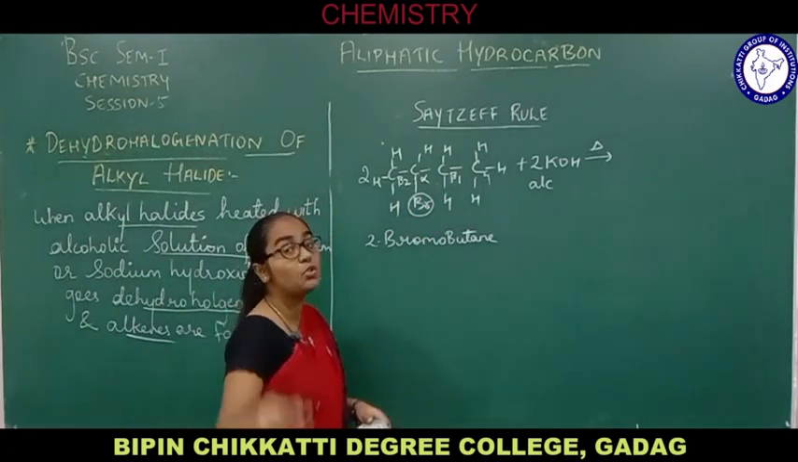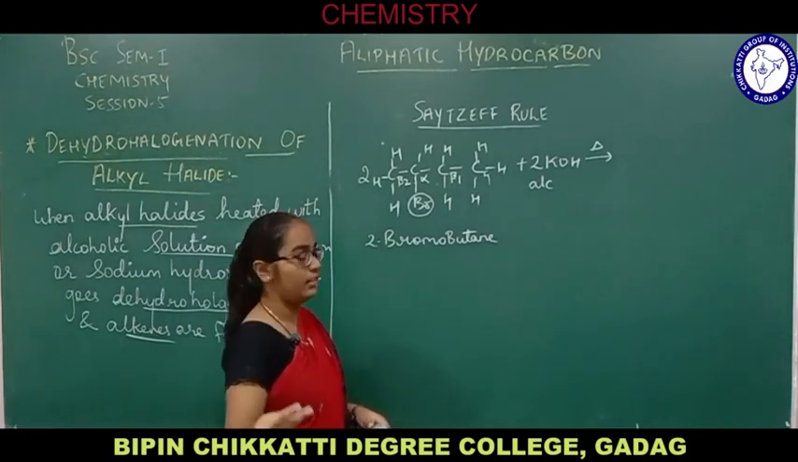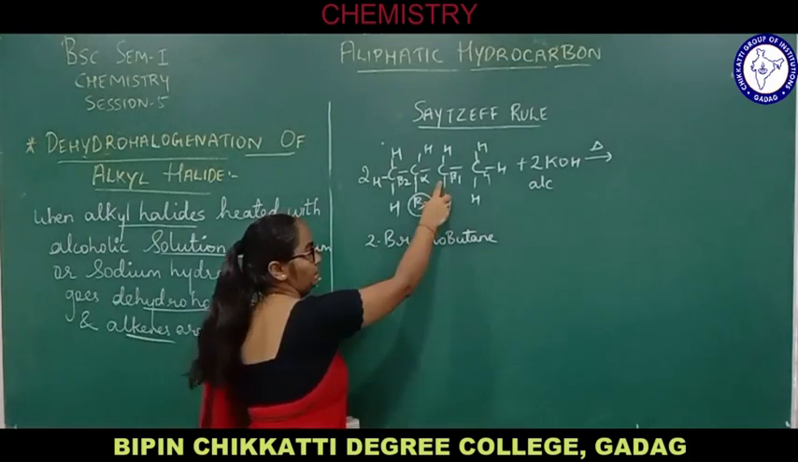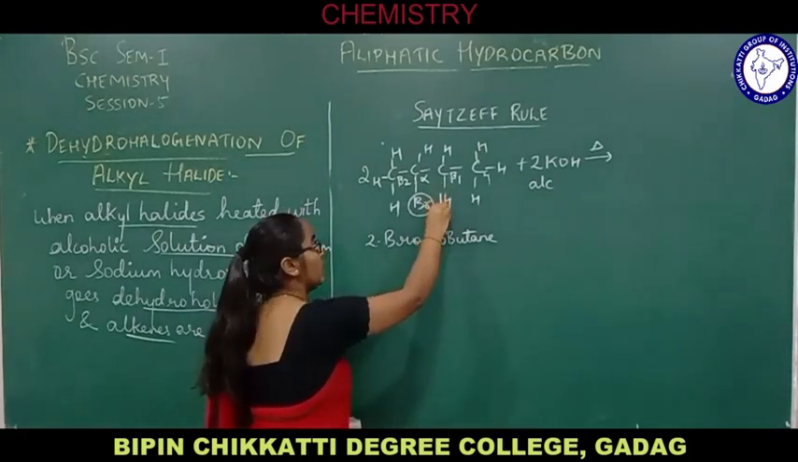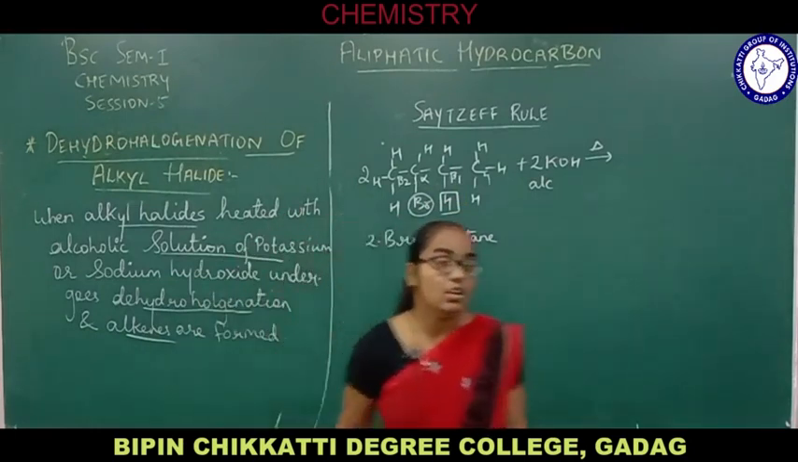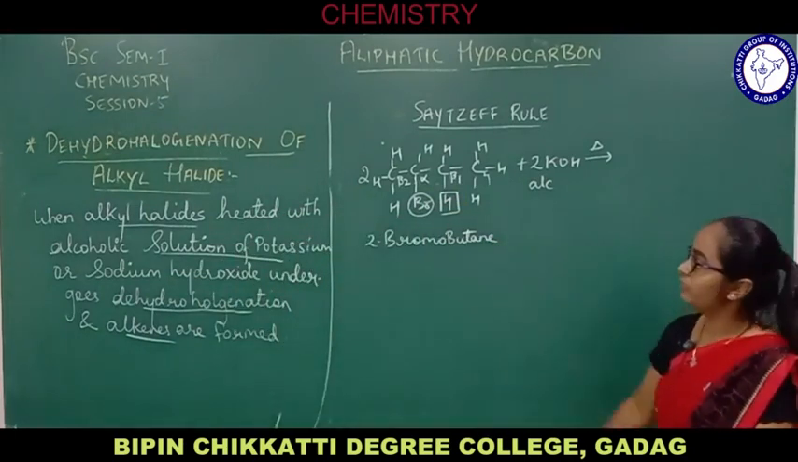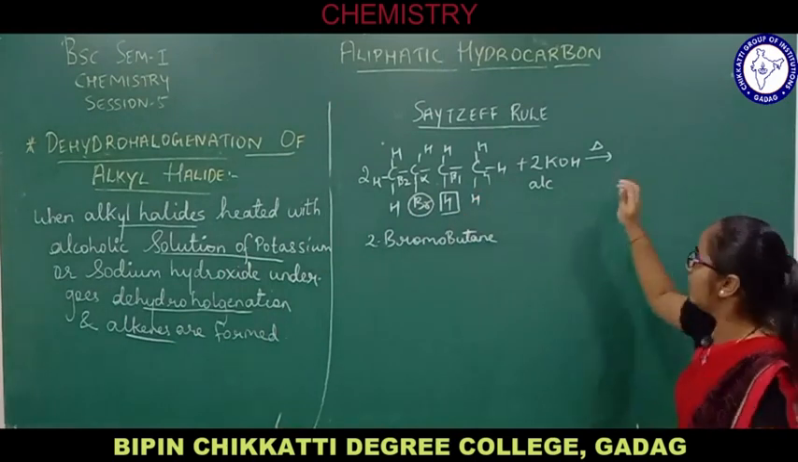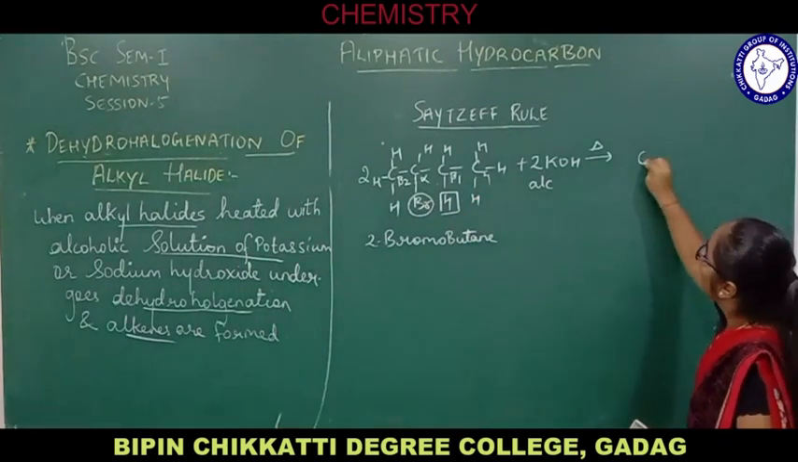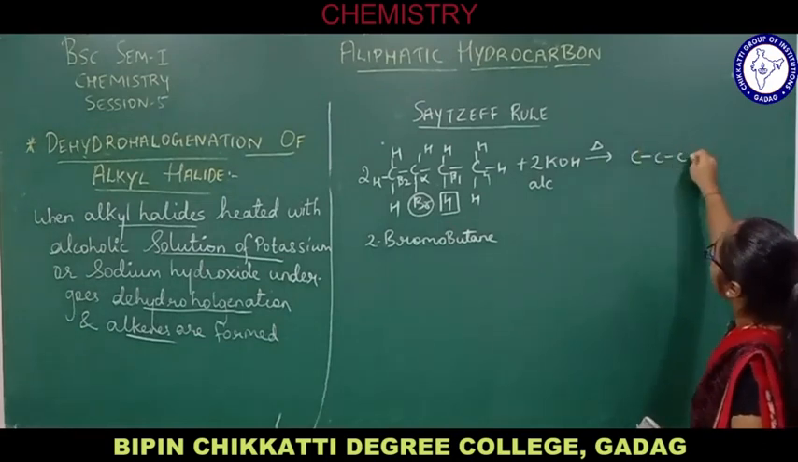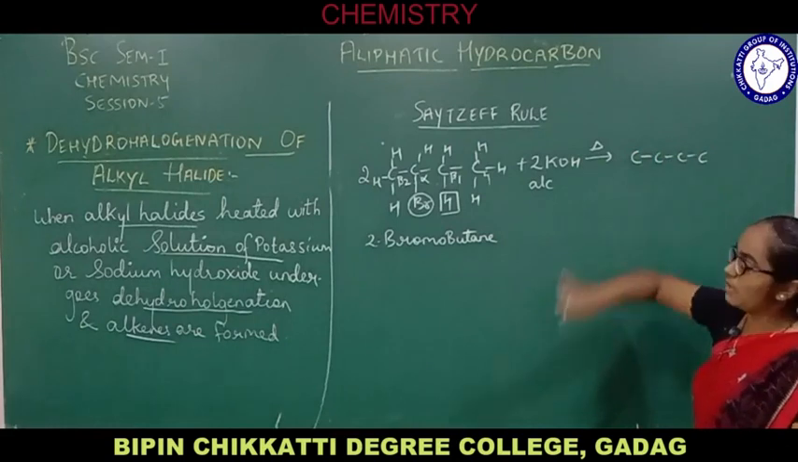But since there are 2 beta carbons here, first I am going to remove the hydrogen atom from beta 1. So first from beta 1, I am going to remove the hydrogen atom. What product will be formed after removal of the beta carbon hydrogen atom? Let's write it down over here. So first carbon, second, third, fourth. Let's write down the number of the carbon chain.